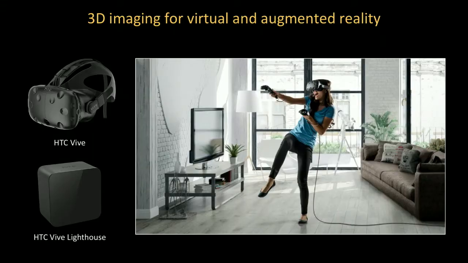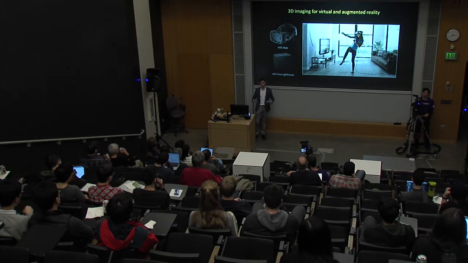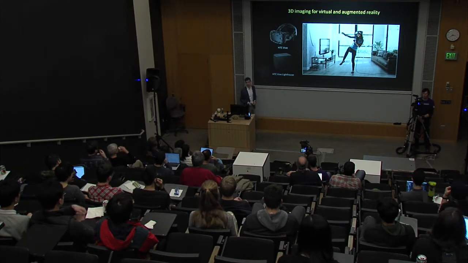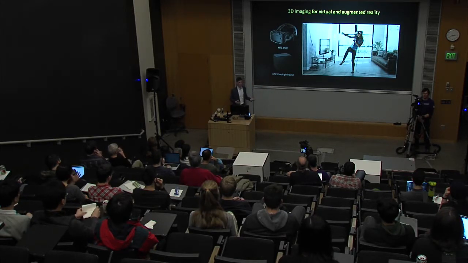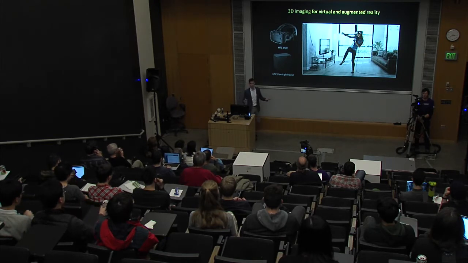Another example of 3D sensing is its use in VR and AR. VR, of course, presents virtual content to a user, and in order to capture that content, you may need to use a 3D sensor to capture, say, the environment of a museum, so that you can actually experience that within your living room.